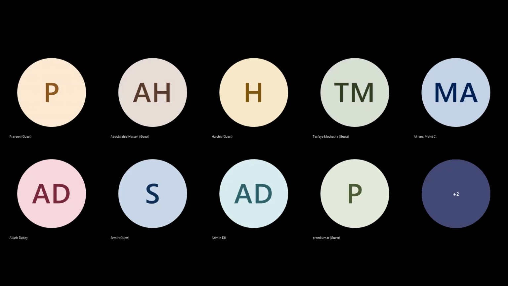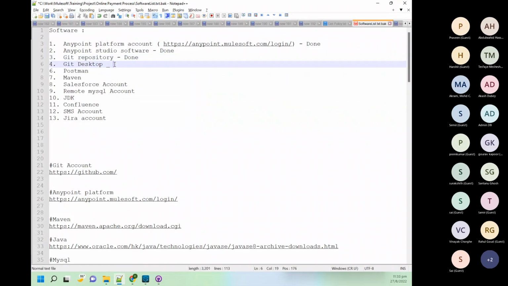Repository. Then Git setup is also done. Next we have Postman and Maven. These two are very straightforward and simple.